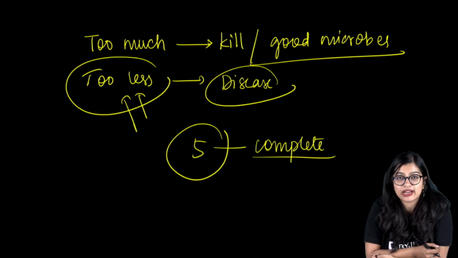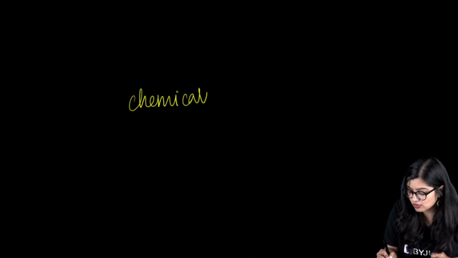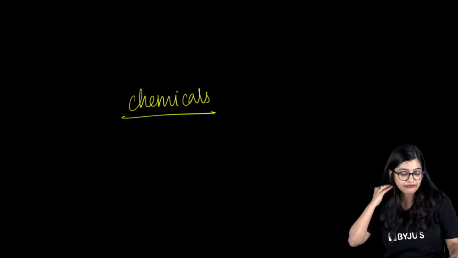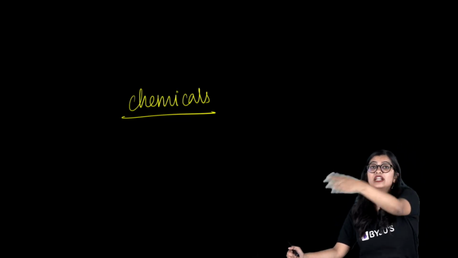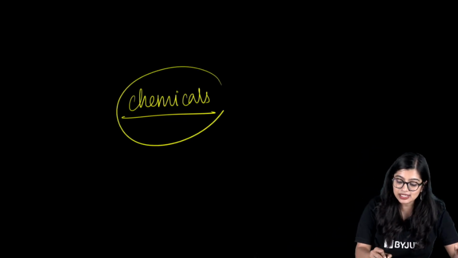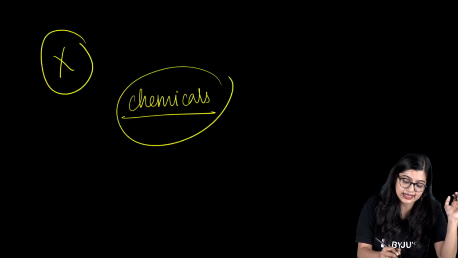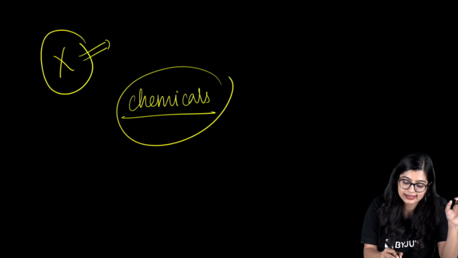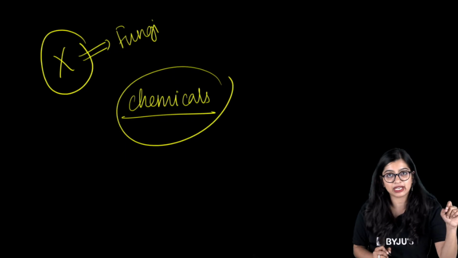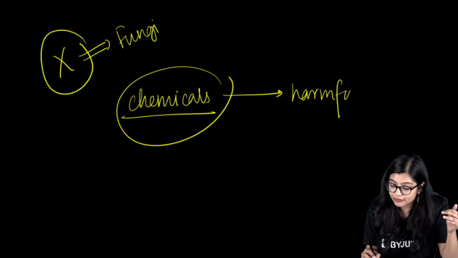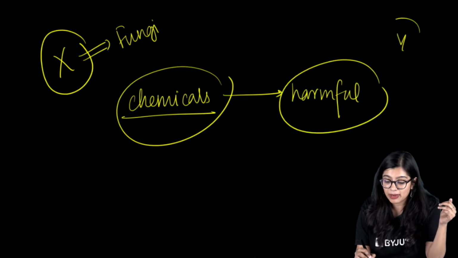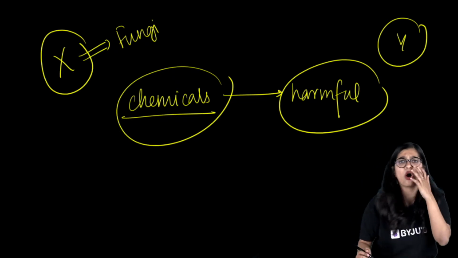Yes? Ma'am, how is it, if it is obtained from microorganisms? Very good question. So the question was, if we get an antibiotic from a living organism, from one microbe, how am I using it to kill another microbe? Because it is chemicals which are released by, let's assume, microorganism X. Microorganism X is a fungus which is producing some chemical. Now this chemical is going to be harmful, maybe for bacteria Y.